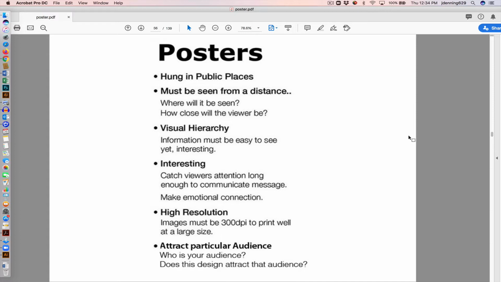There's also some technical considerations. Posters have to be printed at a resolution that looks good. The standard for that is around 300 DPI. And then as a designer, you're going to think about what audience do you want to attract? Who is your audience? And does this design attract that audience?